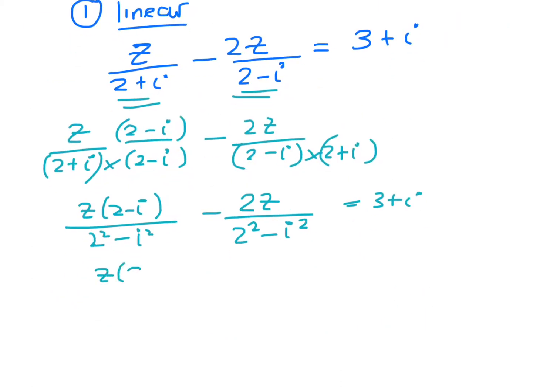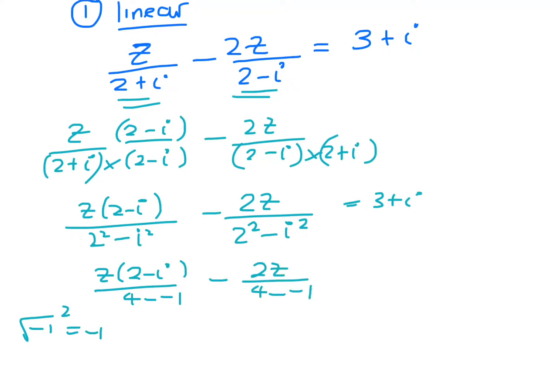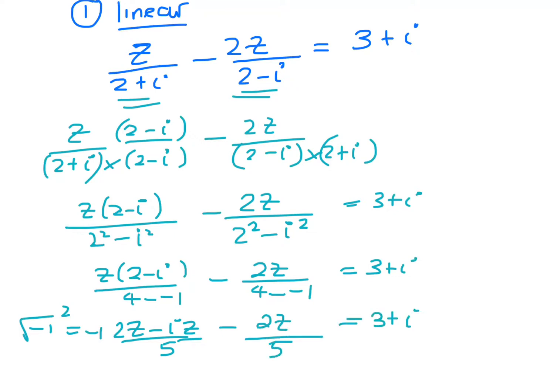So that's going to be z, 2 minus i over 4 minus 1, because i squared is minus 1: i is the square root of minus 1, and when you square that, the square root will disappear to give you minus 1. Minus 2z over 4 minus i squared, which is minus 1, equals 3 plus i. So that's going to be 2z minus iz, and that's all over 5, minus 2z all over 5, and that's 3 plus i.